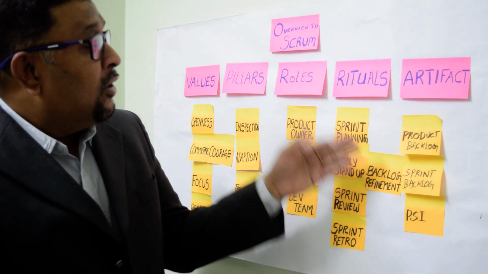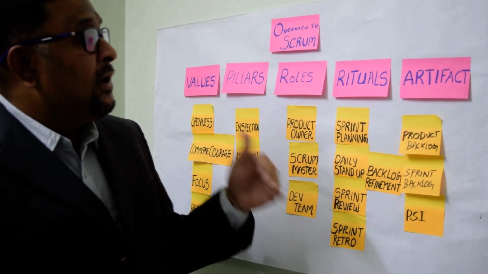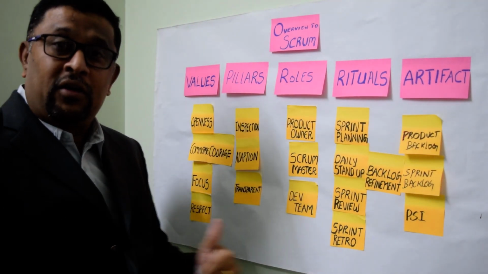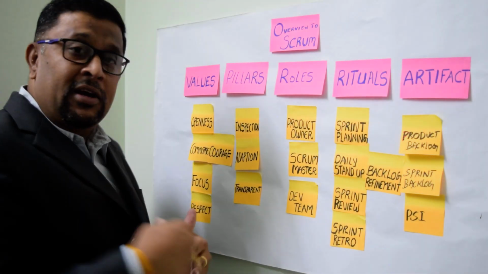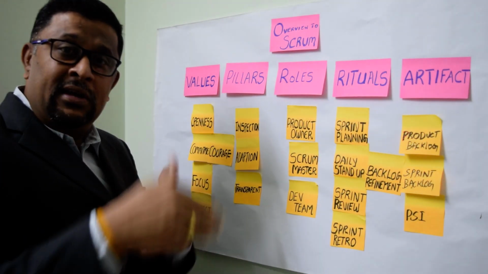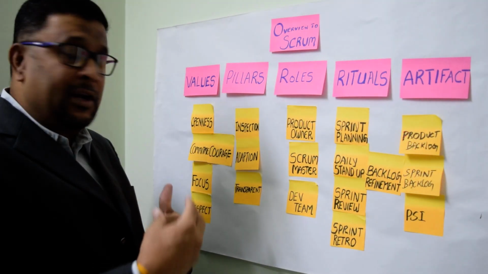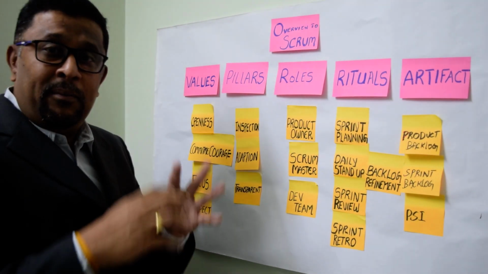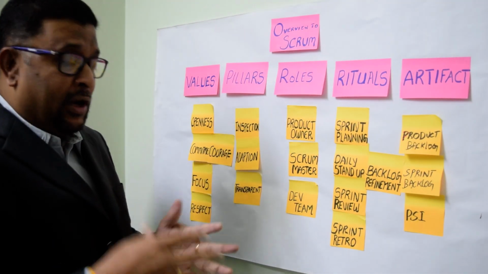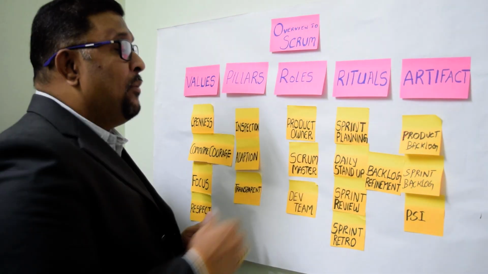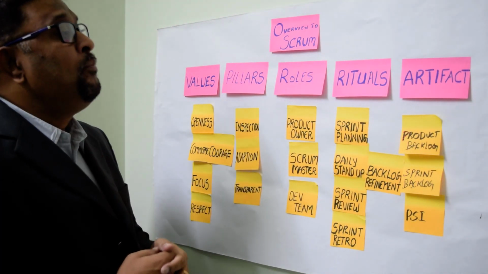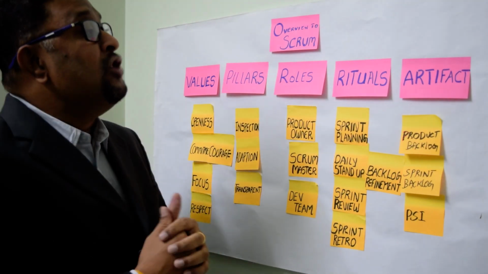And during this process, the product owner also does what is called backlog refinement. Some new user stories might come into the backlog, or some of the priorities will keep changing, some new defects will come. So he does what is called backlog refinement, or you can also call it backlog grooming. And he does that primarily with the help of the development team. So these are the 5 important rituals.